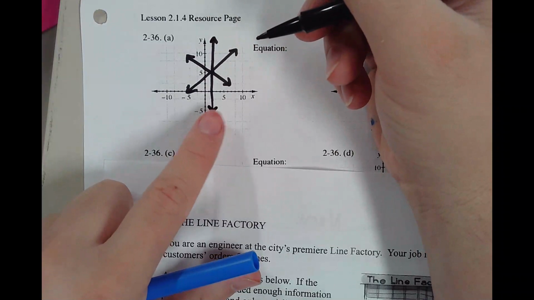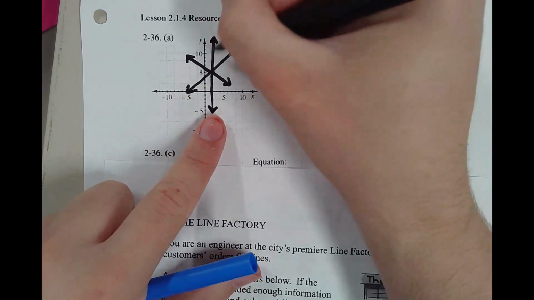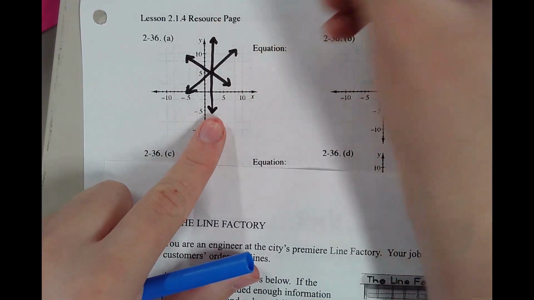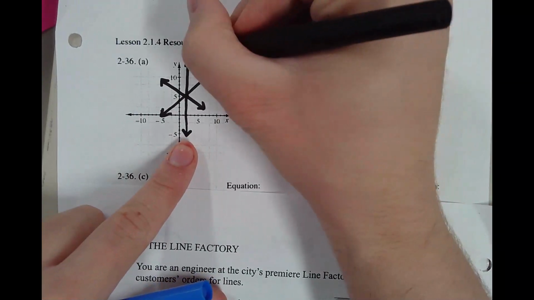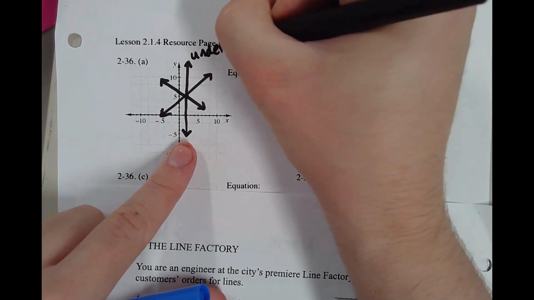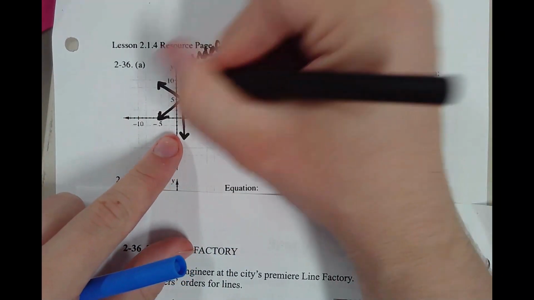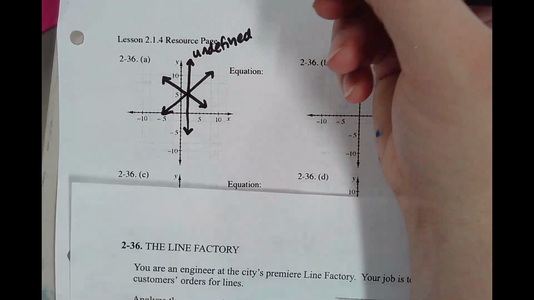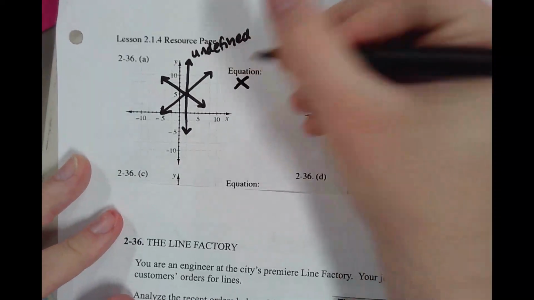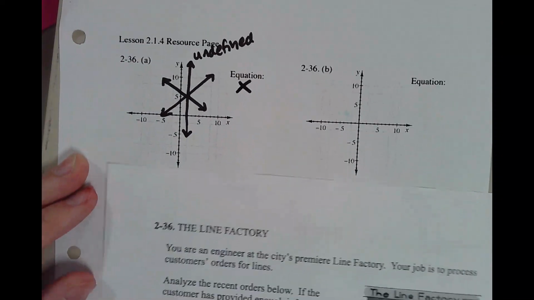vertically. What kind of slope is that again? If it's a vertical line? Right? It's called undefined. Remember, these questions are just something that we want to practice and practice. So this one's positive, this one's negative, this one's undefined, and there's no equation for that first one.